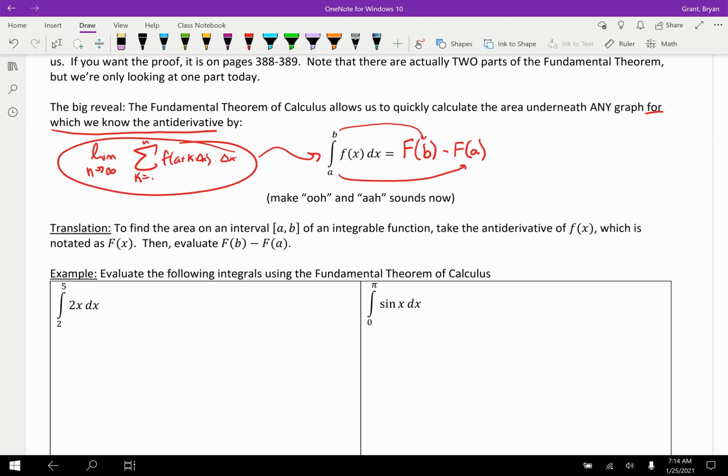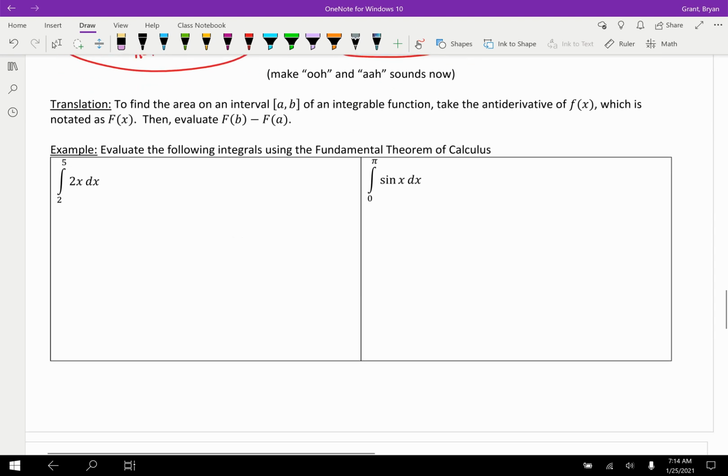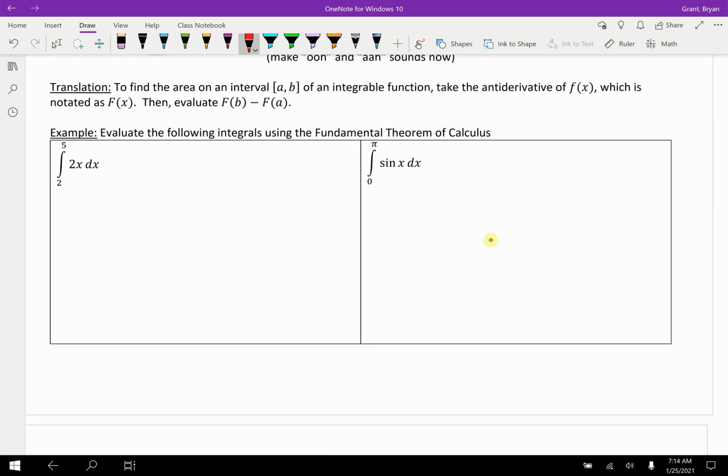Okay, so to find the area on a closed interval from a to b of an integrable function, integrable meaning our function is continuous or has some countable number of holes, you take the antiderivative and then you evaluate f of b minus f of a.